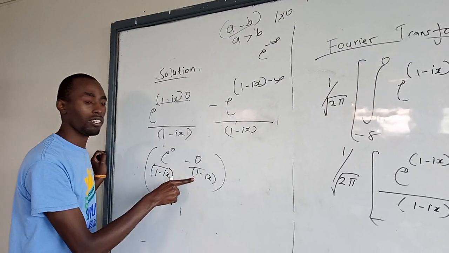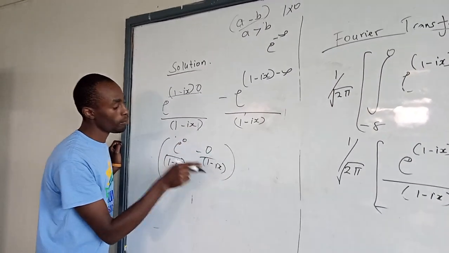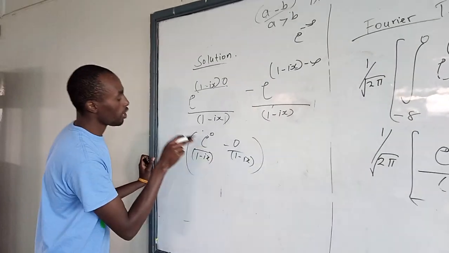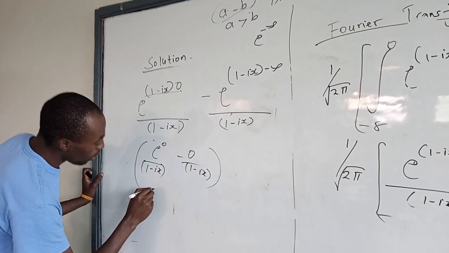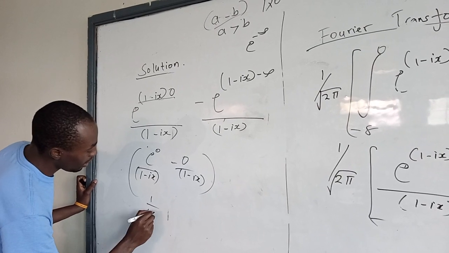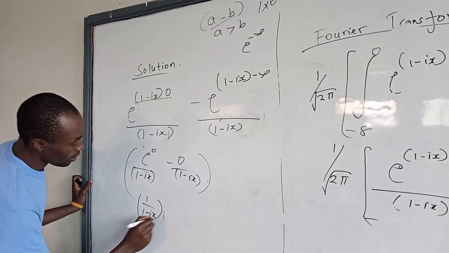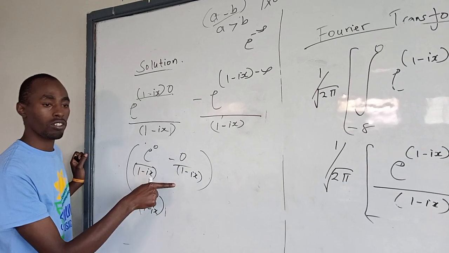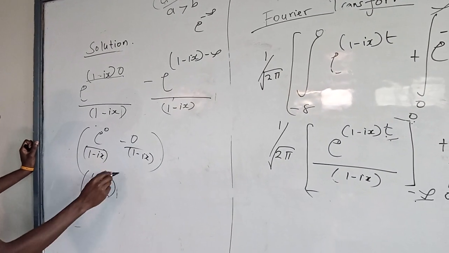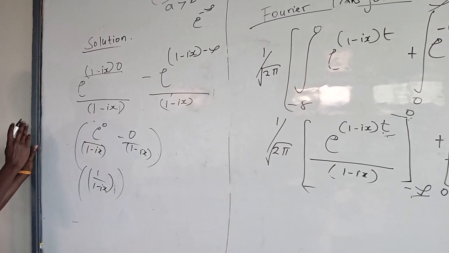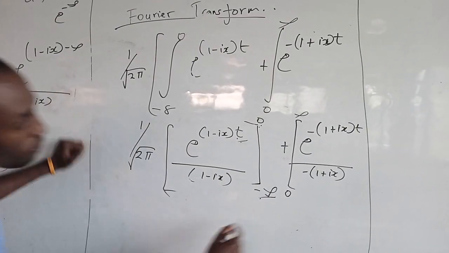0 divided by a number is 0. Any number raised to 0 is 1. So our final solution is 1 minus ix. 0 remains 0. So that is the first part. Remember, we have this part.